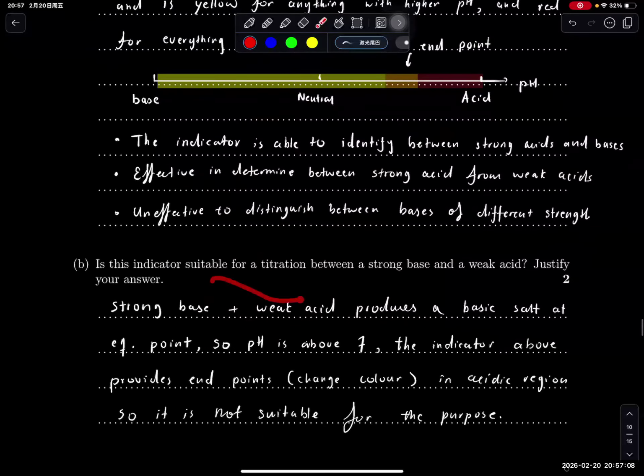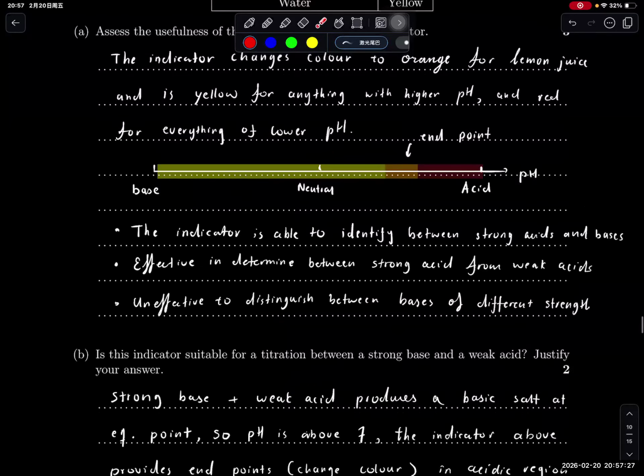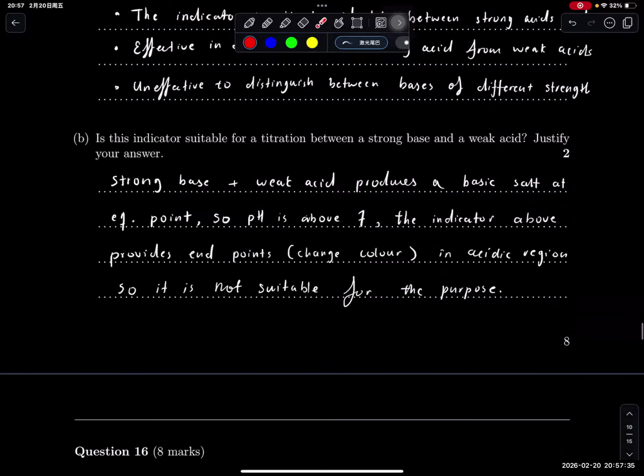Question B, is this indicator suitable for titrating a strong base and a weak acid? Titrating a strong base and weak acid, we will end up with a basic salt. All right, so the equivalence point will end up with some pH over 7. So we want to select an indicator that changes color at a basic level, where this indicator does not change color at a basic level. It changes at an acidic level, so it does not produce a good estimate for the endpoint. Okay, so explain that. It's not suitable.